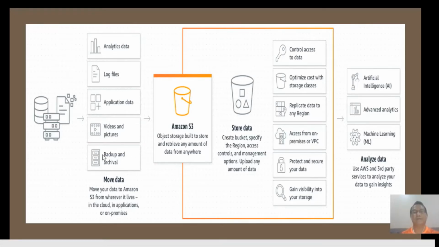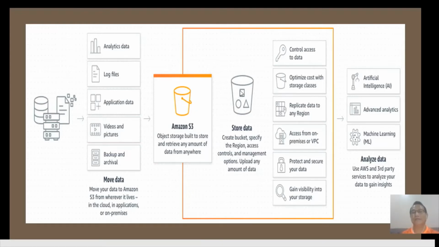Backup data may be very expensive to keep in our on-premises storage, so we can keep it in the S3 bucket. So move our data to Amazon S3 from anywhere it lives: in the cloud, in applications, or on premises.